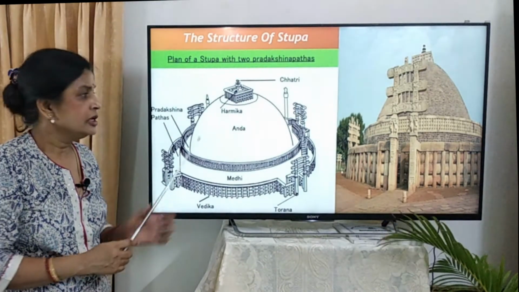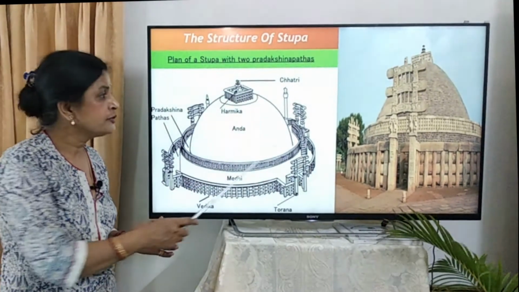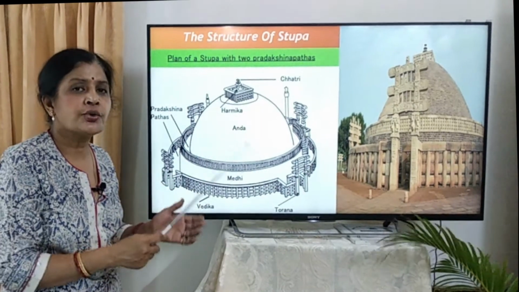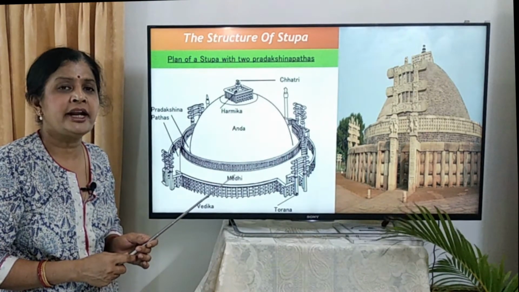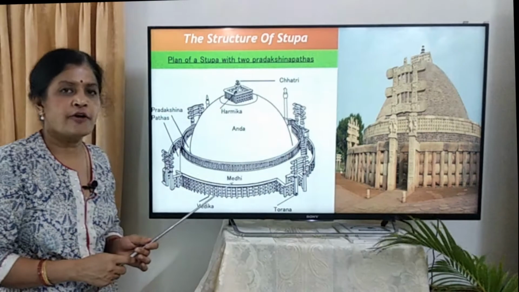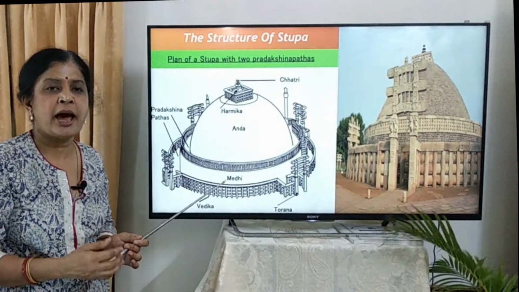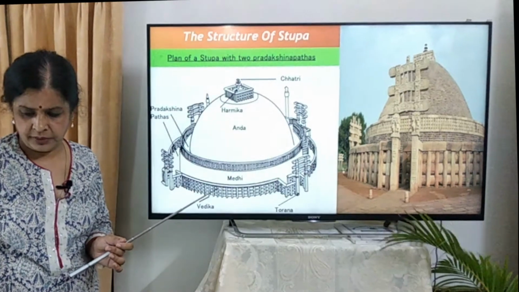stupas were made. Over a period of time, it was first Ashoka, then Shunga rulers, then various ivory merchants who started donating money for the construction of these stupas, and it became elaborate over time.